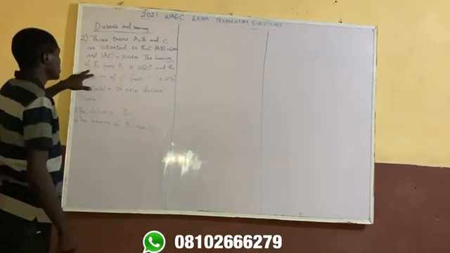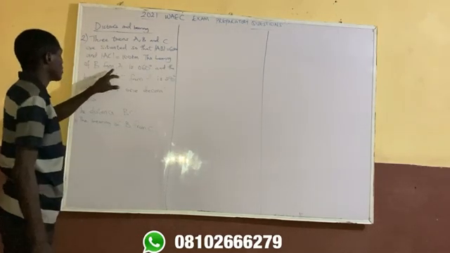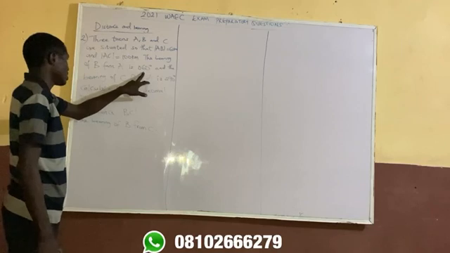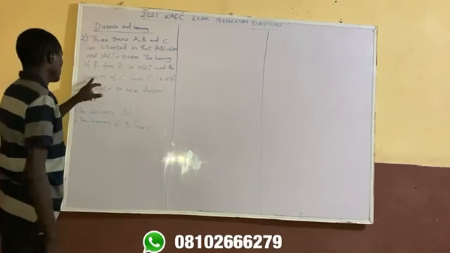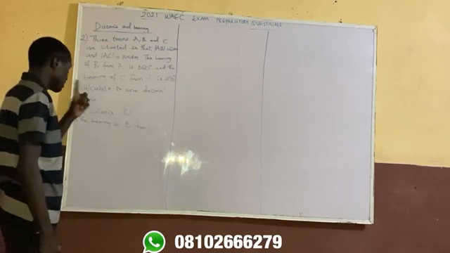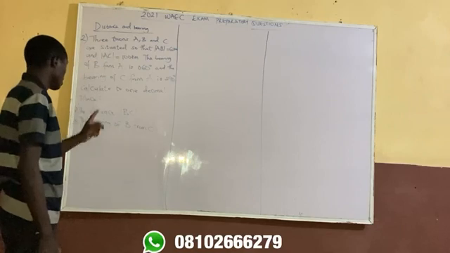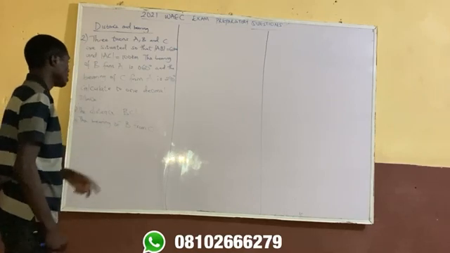The bearing of B from A is 060 degrees, and the bearing of C from A is 290 degrees. Calculate, to one decimal place, the distance BC and the bearing of B from C.